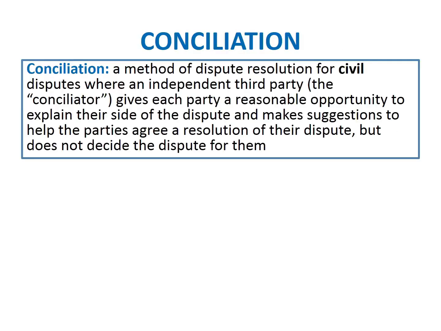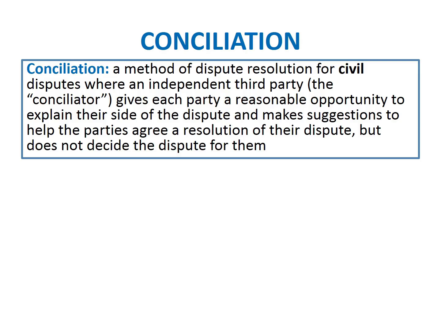The second dispute resolution method that we're looking at is conciliation. Conciliation is a method of dispute resolution for civil disputes where an independent third party, called the conciliator, gives each party a reasonable opportunity to explain their side of the dispute and makes suggestions to help the parties agree a resolution of their dispute, but does not decide the dispute for them. Look down the left-hand side of your vocabulary sheets, find the term conciliation and write this definition in there.